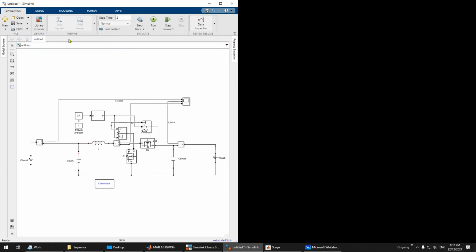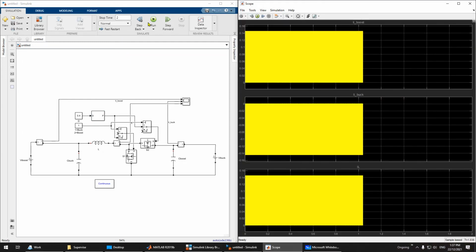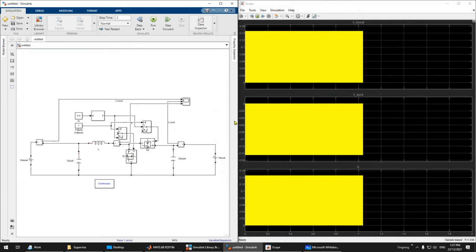Okay, so we continue. Let me show you what happens if you combine the capacitor here. Remember that I said the capacitor cannot be connected to this. You see here, you cannot run it. So the first solution is to disconnect it, because, as I mentioned before, it doesn't function.